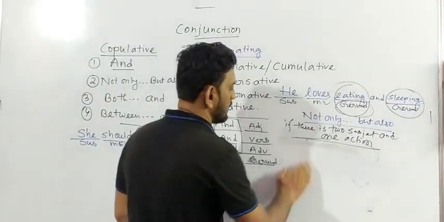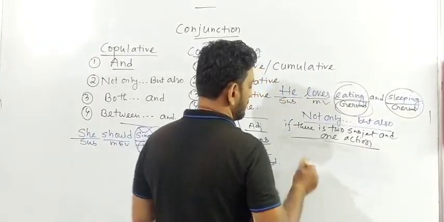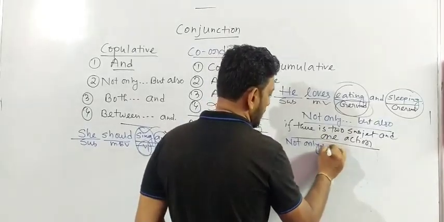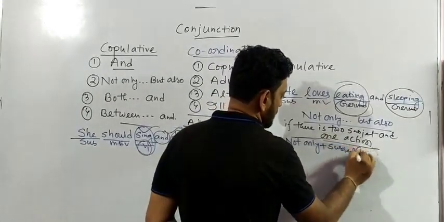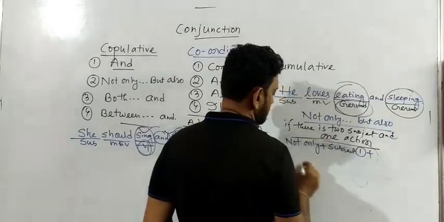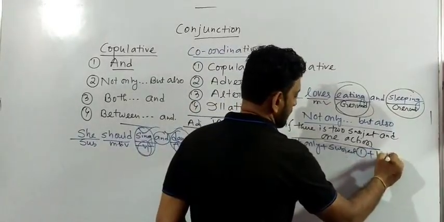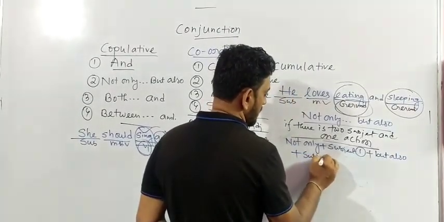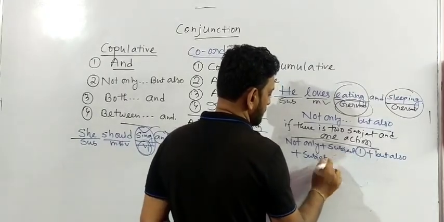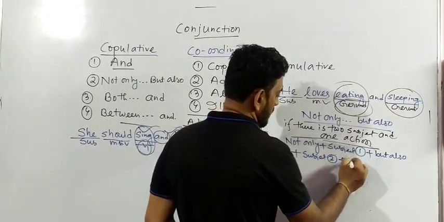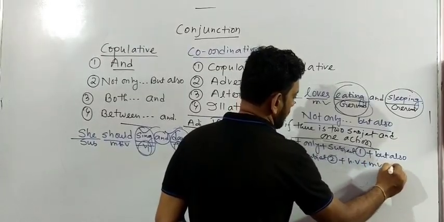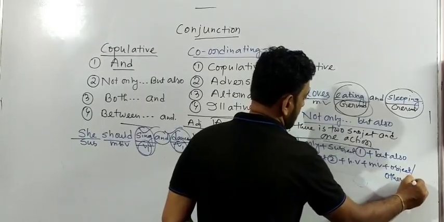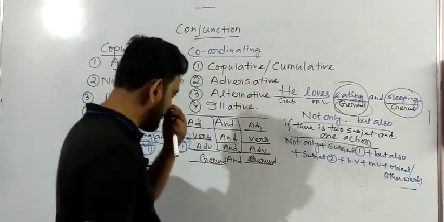You can write: not only plus subject 1, plus but also, plus subject 2, plus helping verb plus main verb plus object or other words. Okay, now I have simplified it for you.